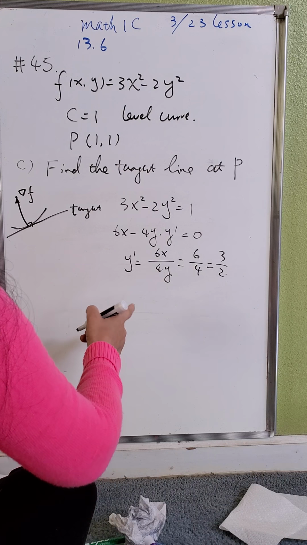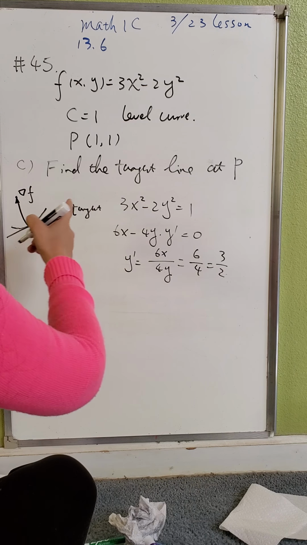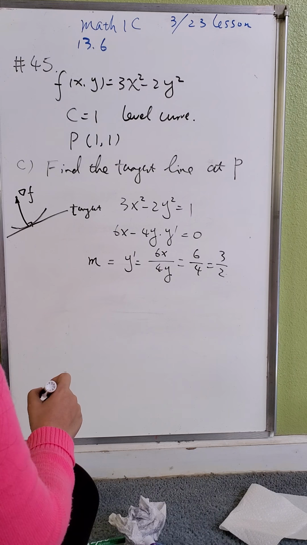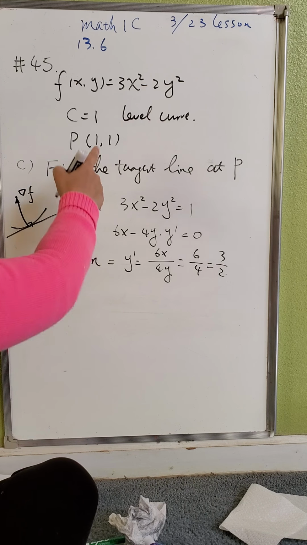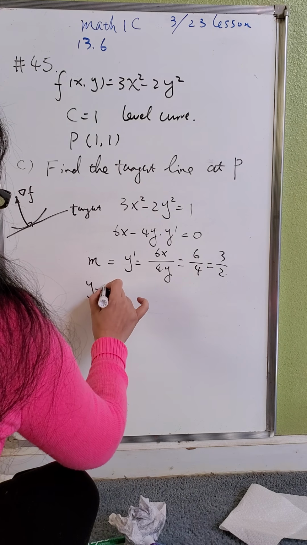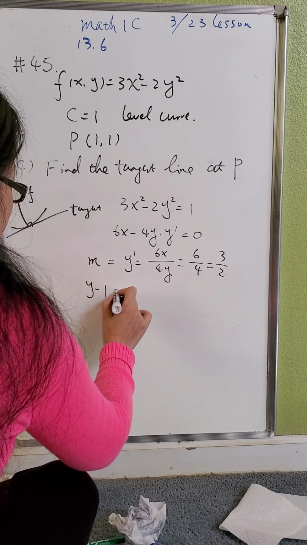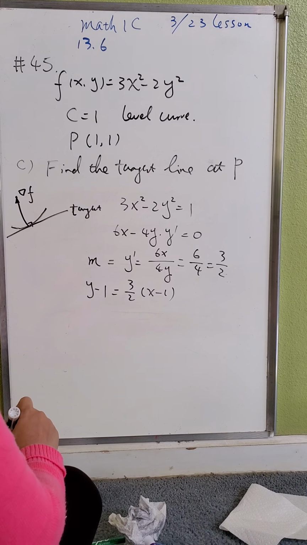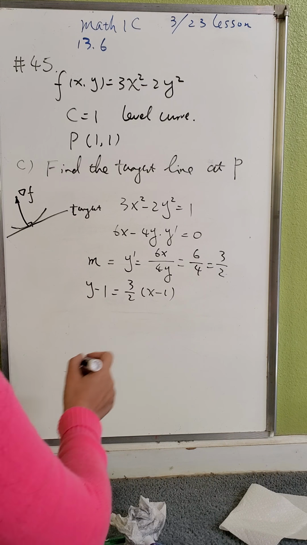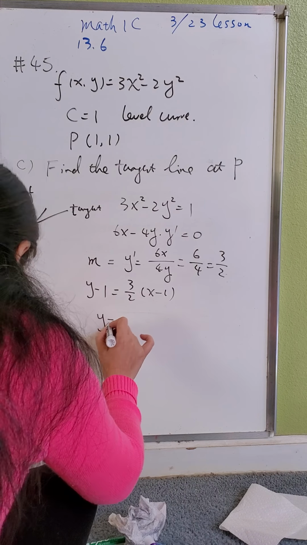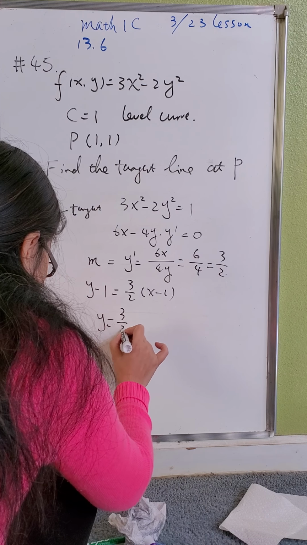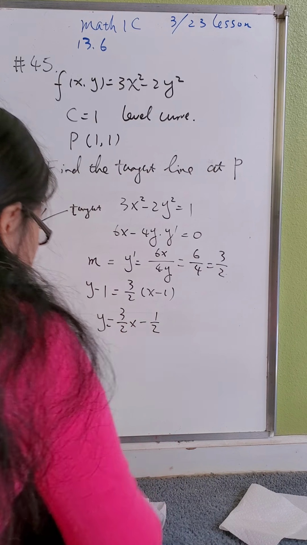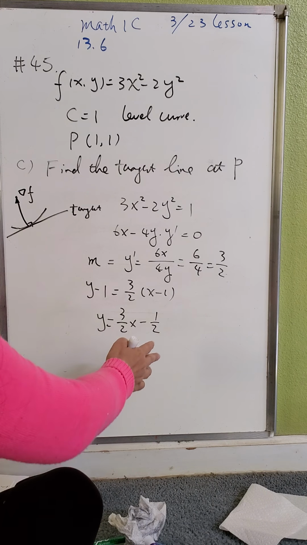Okay, so now this is the slope for the tangent line. So that's my m here, the slope for the tangent line. And now we just put in the formula: y minus 1 at this point equals 3 over 2 times (x minus 1). And I'm going to solve this. It comes out y is equal to 3 over 2 x minus 1 half. Okay, so that's how you do part C.